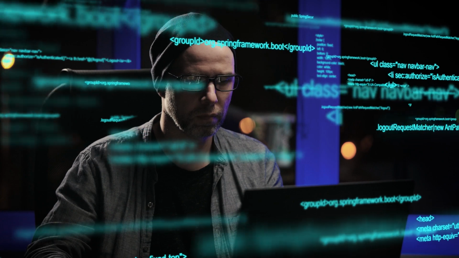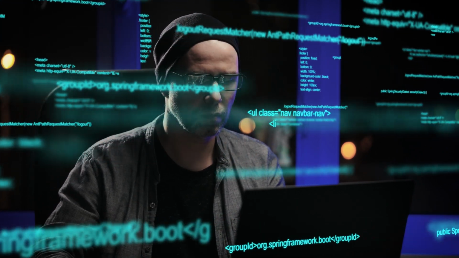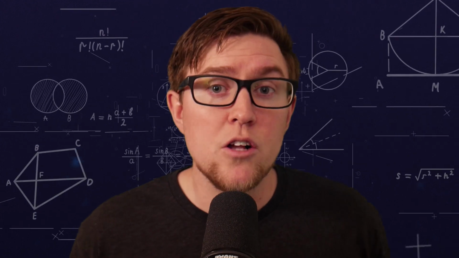Two, to practice writing hard code. Despite the fact that these algorithms are solved problems, we still need to solve hard problems as engineers. And these algorithms are really good practice for just that. And three, to practice algorithmic thinking and to understand big O complexity.